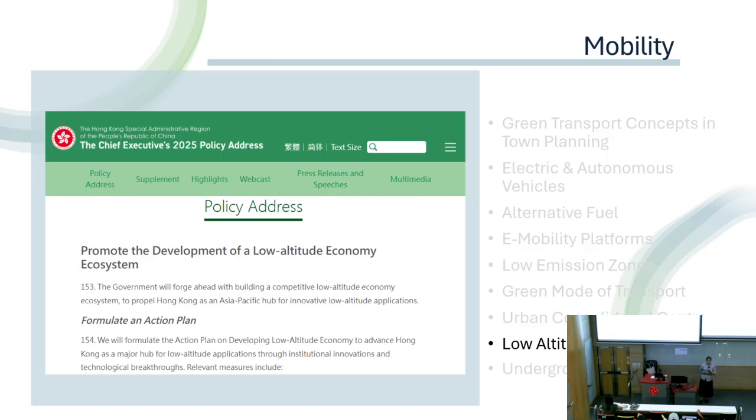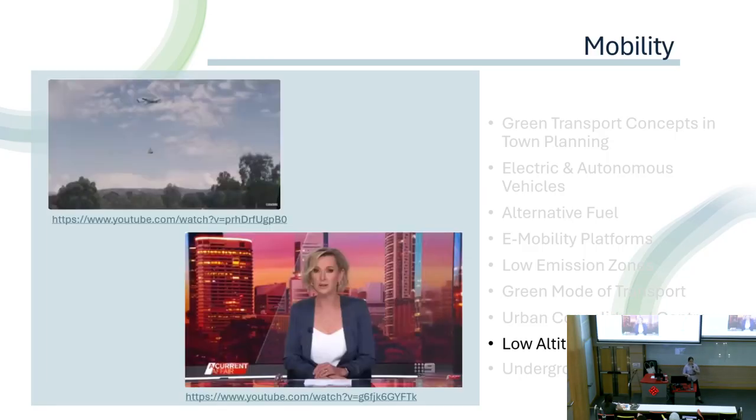But one of the drawbacks for us was there's not enough infrastructure and not enough policies to support this. With the latest policy address, there's now a push towards low altitude economy for deliveries, because it's just so popular right now. And of course, you've probably seen a lot of news from China saying how easy it is. But at the same time, we need to consider the various nuisance from these drones.